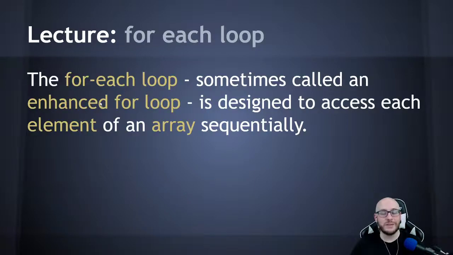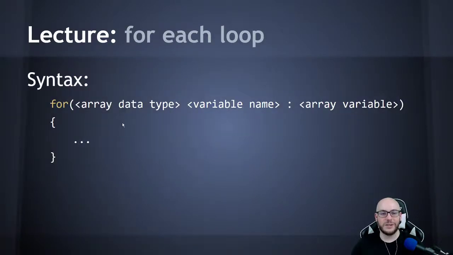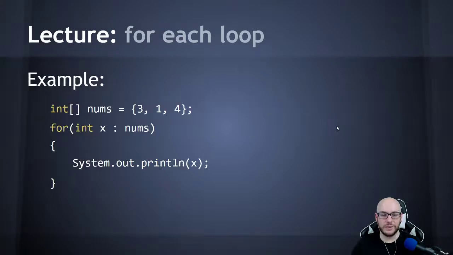Ultimately, one of the main benefits is you get very clean syntax. Let's take a look. It's designed to access each element of the array sequentially. So here's our syntax. We're going to have the word for, the array data type, a variable name, colon, first time we've ever seen colon as part of our syntax, and then the array variable.